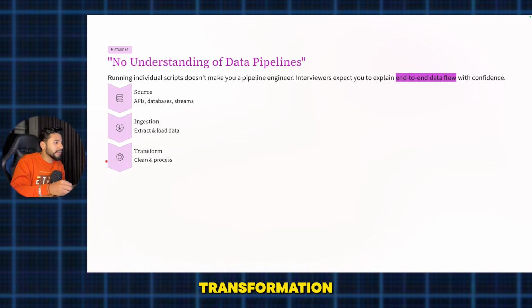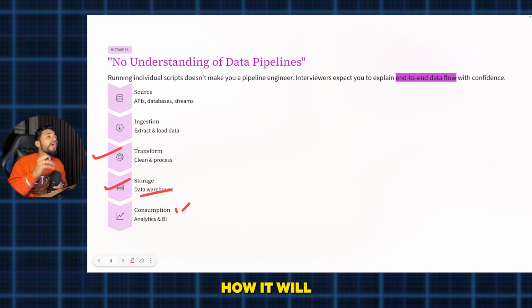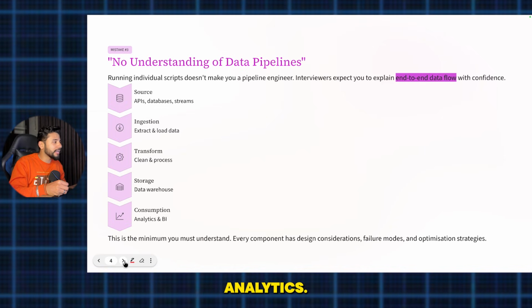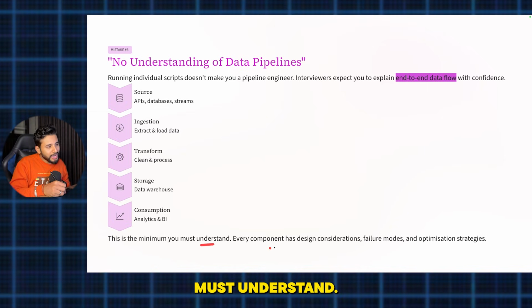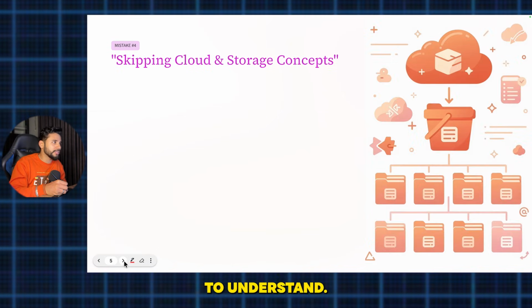Other than that, transformation is how you clean that data, how you process that data. Next, storage is how and where you are storing the clean data. Then consumption: how the data will be consumed for better analytics and business intelligence. This is the minimum that you must understand. Every component has design considerations, failure modes, and optimization strategies that you need to understand. Fourth mistake is skipping the cloud and storage concepts.